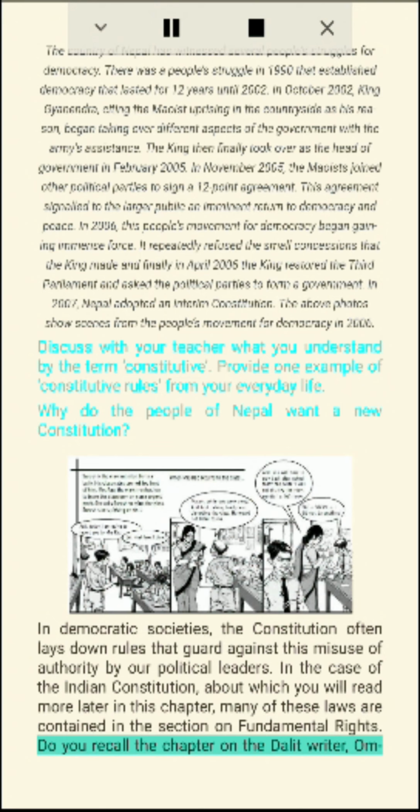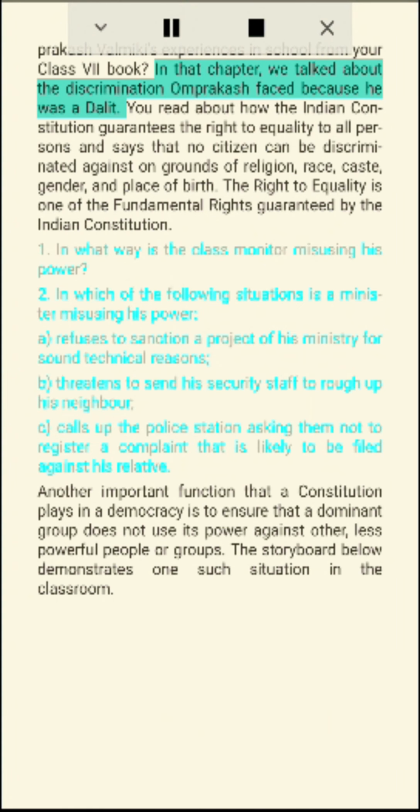contained in the section on fundamental rights. Do you recall the chapter on the Dalit writer, Omprakash Valmiki's experiences in school from your Class 7 book? In that chapter, we talked about the discrimination Omprakash faced because he was a Dalit.